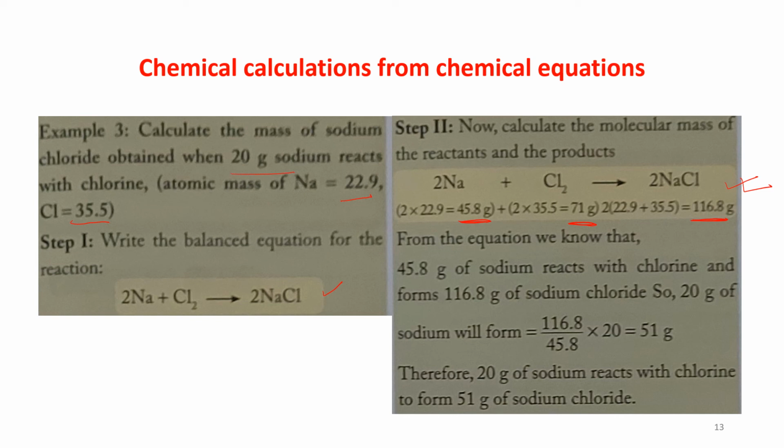So from the equation, you can understand that 45.8 gram of sodium, when reacting with chlorine, is giving 116.8 gram of NaCl. That you will write and you will do the unitary method and you will find out, 20 gram of sodium when reacting with chlorine, how much sodium chloride it is producing. It is coming to 51 gram. Children, you will do this numerical on your own in your notebook. Am I clear, children?